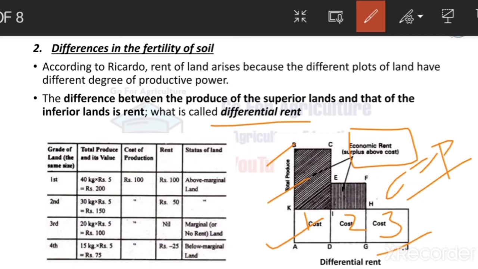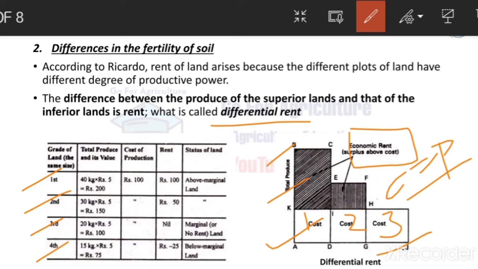Once we see this table, you will get a clear idea. Here there are 4 lands, 1, 2, 3 and 4. The total production is different. The first land's total produce or its value is 200 rupees, second land 150, third land 100 and fourth 75. So you can see the value of the land goes on decreasing. And the cost of production is the same, as I've told you before.